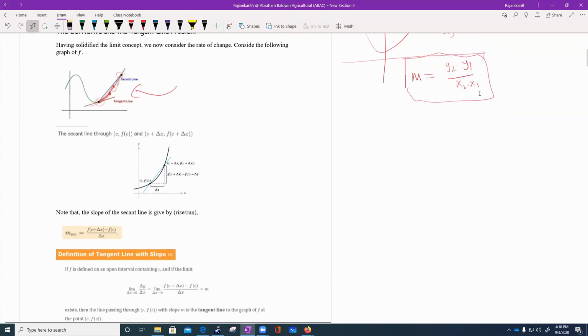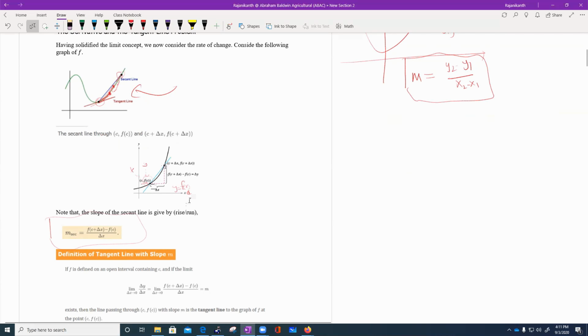Whatever I explained here, you could think of applying here as well. If the blue line is my secant line, suppose you are given 2 points. This is one point, where the x coordinate is c and the y coordinate is f of c. Here my function is f(x), so this is my y function. If you plug in c, you get f of c, which is the y value of this point.